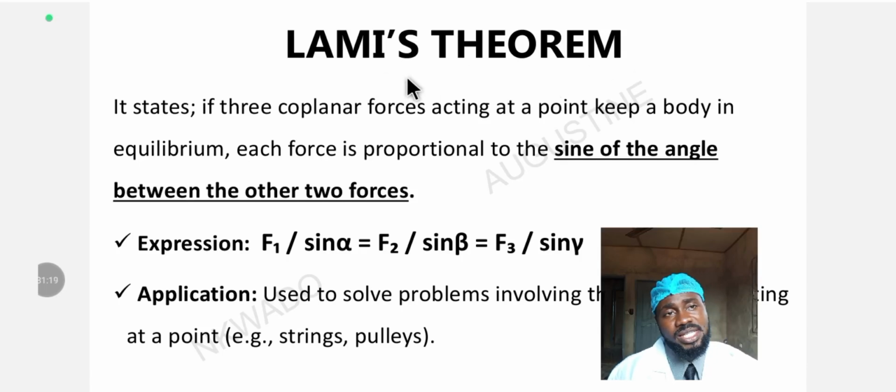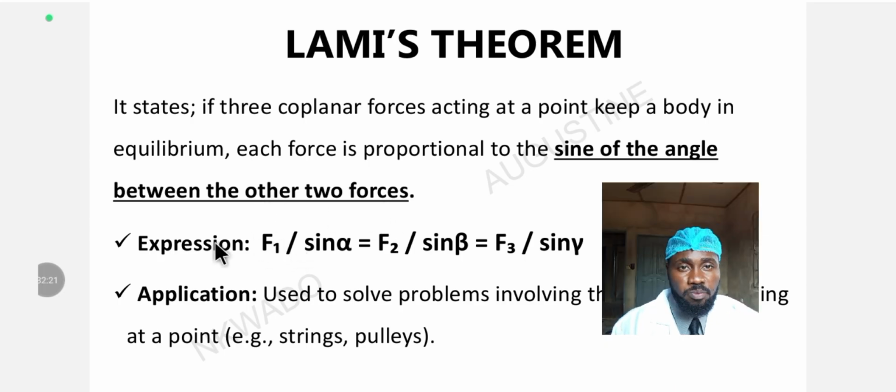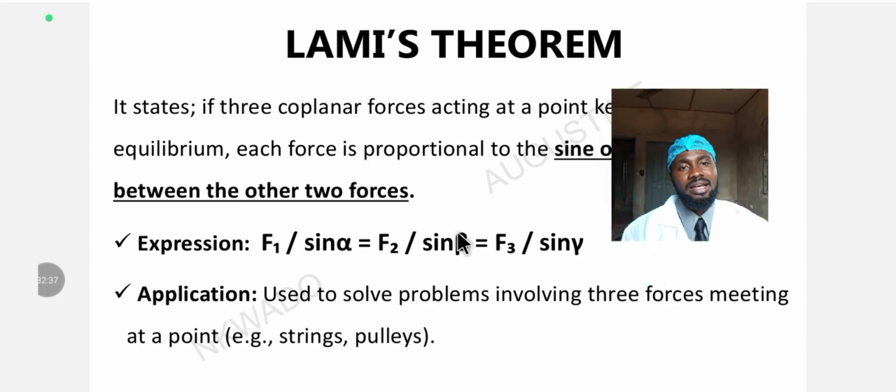This takes us to Lami's Theorem. And what does Lami's Theorem state? It states that if three coplanar forces act at a point and keep a body in equilibrium, each force is proportional to the sine of the angle between the other two forces. And what is the expression? The expression is F1, which is force 1, over sine alpha, equal to F2, which is force 2, over sine beta, equal to F3, which is force 3, over sine gamma. Very easy formula. So this is the expression of Lami's theorem.